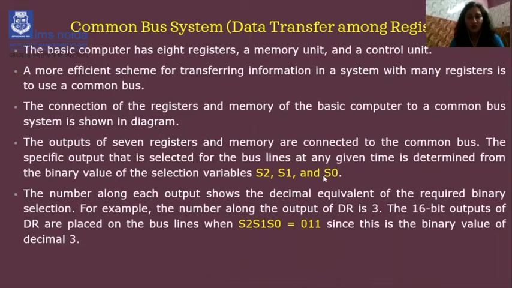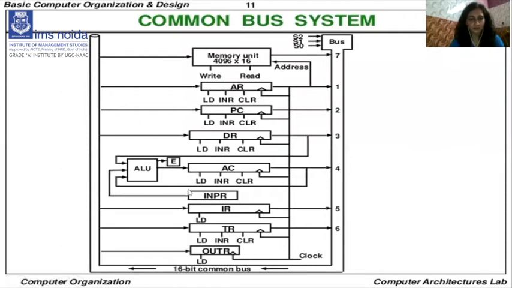So what are the conditions? What are these S2, S1, S0 selection lines, and how do they work? Before discussing these conditions, we will move to the block diagram of the common bus system. This block diagram shows the common bus system, and it completely explains it. Before discussing how this bus communicates data between various systems, we should first know about the various types of registers and how they work.